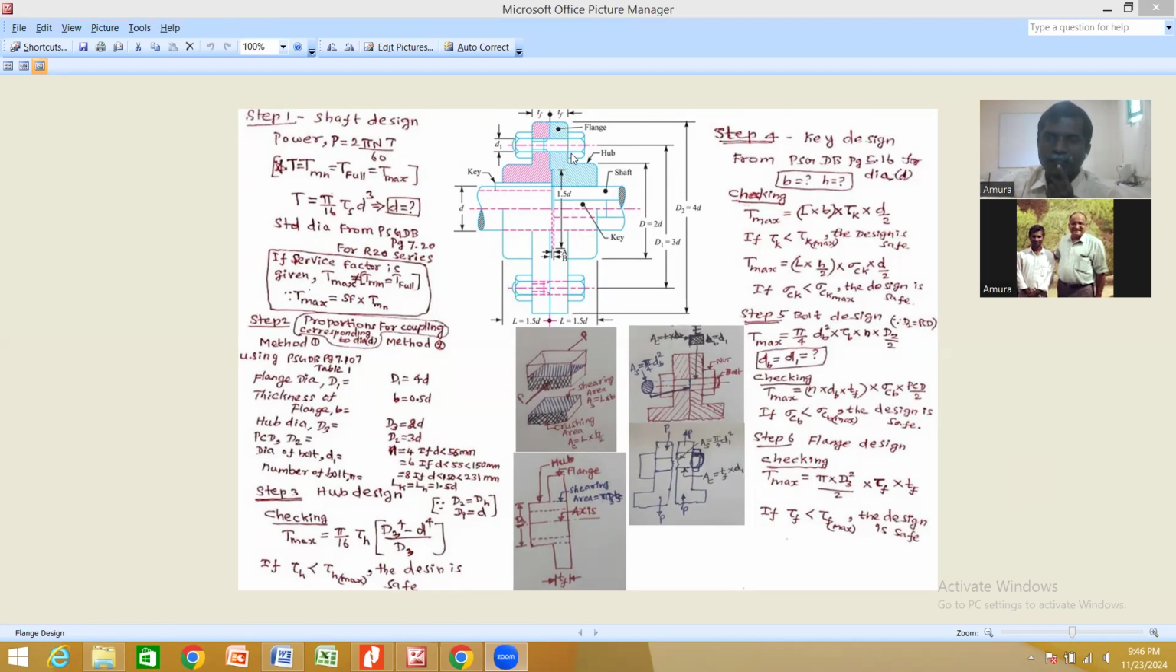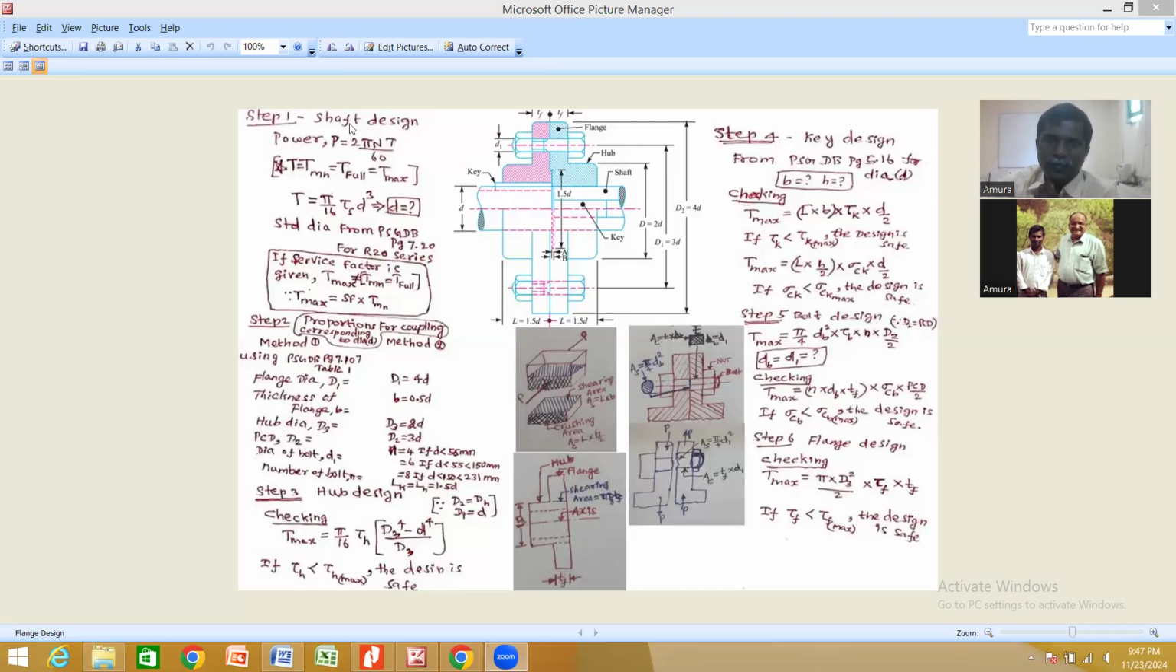Before going to the presentation, I want to discuss the parts involved in the flange coupling design. If you see this flange coupling diagram, we have a shaft, hub, key, then flange, and another one is bolt. So we have 5 components in this flange coupling setup. As we know, the coupling is used to connect 2 different shafts to transmit power. That is the main objective of using a flange coupling.